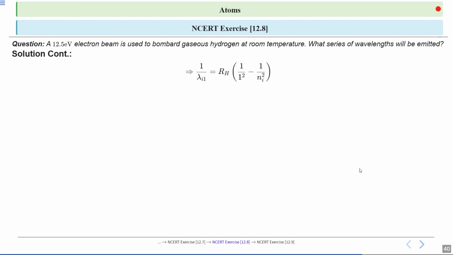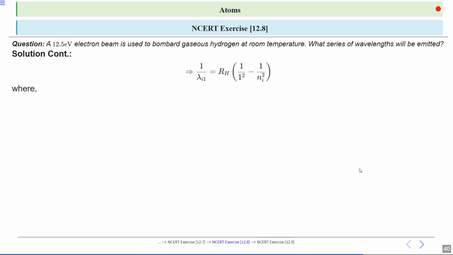Now let's introduce the formula that helps us calculate the wavelength of light emitted when an electron transitions between energy levels in a hydrogen atom. This formula is 1 divided by lambda i1 equals RH times 1 divided by 1 squared minus 1 divided by ni squared. This equation is known as Rydberg's formula for hydrogen spectral lines, especially for the Balmer series.